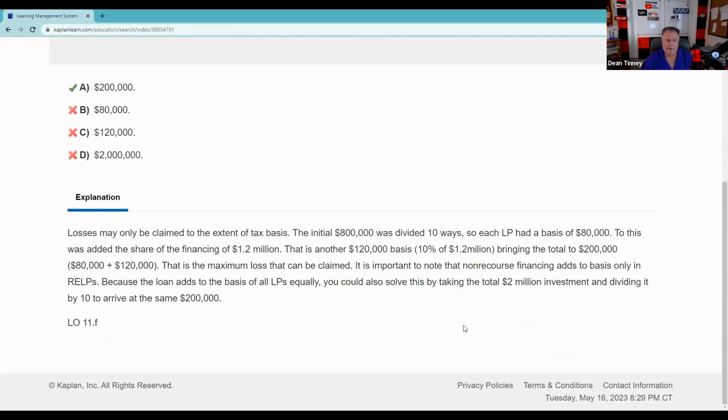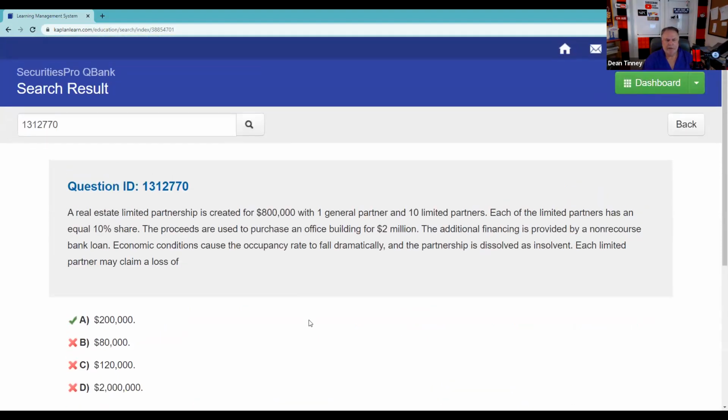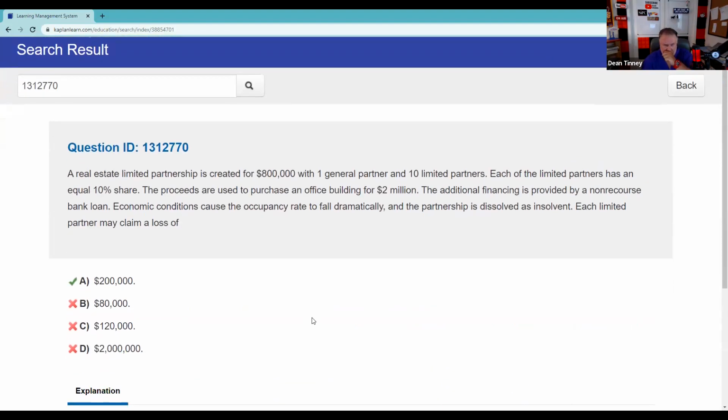Let's see what our friends at Kaplan tell us. Losses may only be claimed to the extent of your tax basis. The 800,000 was divided 10 ways, 80,000. The financing $1.2 million, so that's the mortgage on the building, right? Mortgages are non-recourse borrowing. Non-recourse adds a basis only in real estate. There you go. So 2 million. That was a tough one. Now, if that would have said recourse note, it would have been 200 as well, like if it was a hedge fund or something like that. All right, what's your next one?